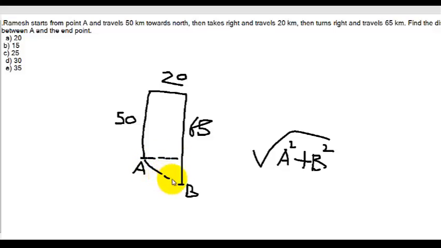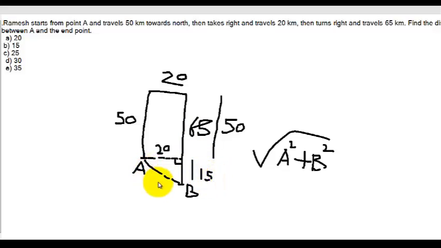Join the points and make it a triangle. This is the hypotenuse side, and these are the other two sides. Now this is 20, so it has to be 20. Now this point is 50. So this distance is going to be 50. Now the remaining will be 15.